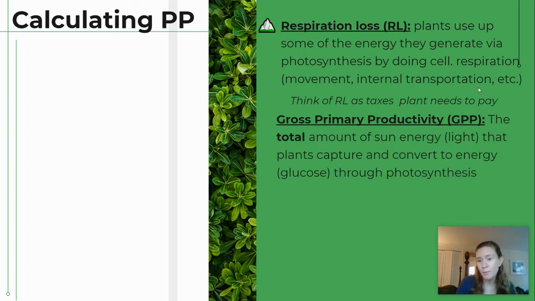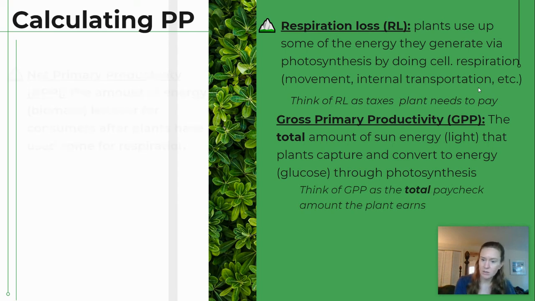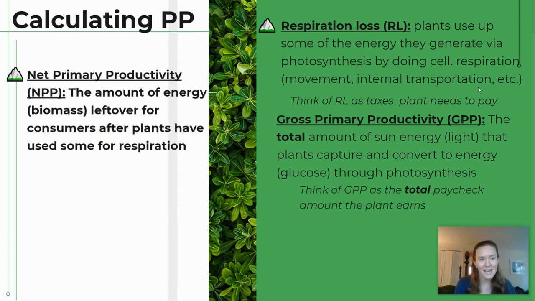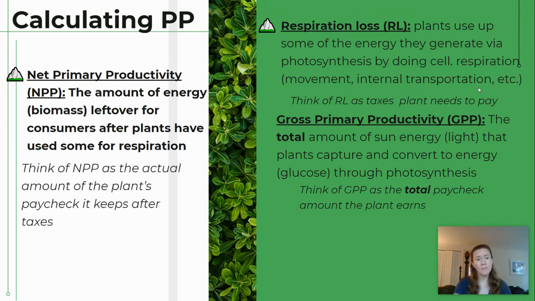So the gross primary productivity is the total amount of sun energy that plants capture and convert to energy through photosynthesis. It's the total paycheck that the plant earns. The net is the amount left over after the plants have used some for respiration. So this is the actual amount of the plant's paycheck it keeps after taxes.